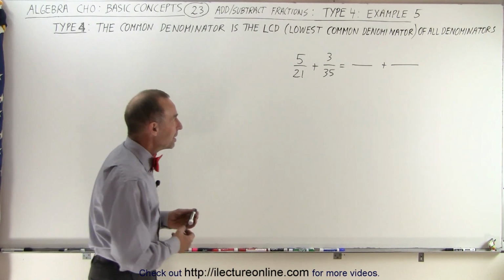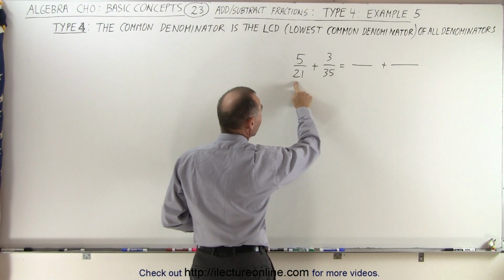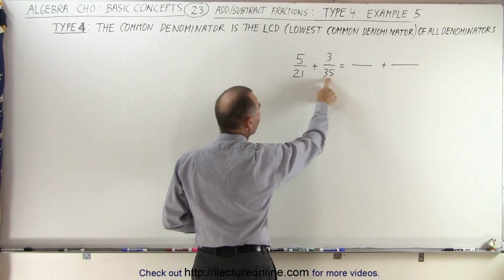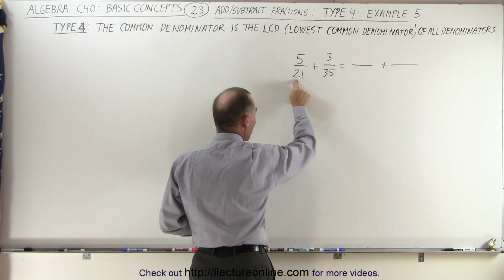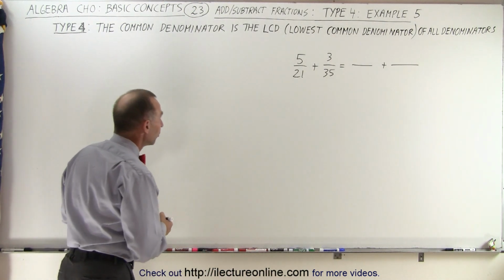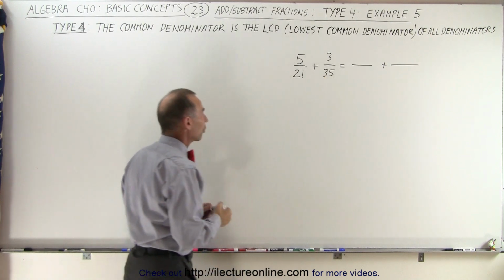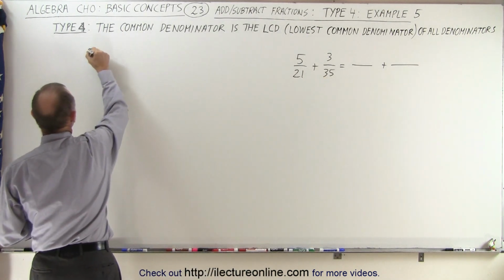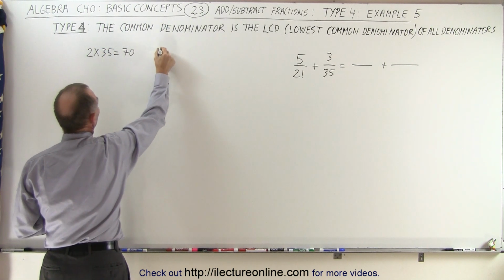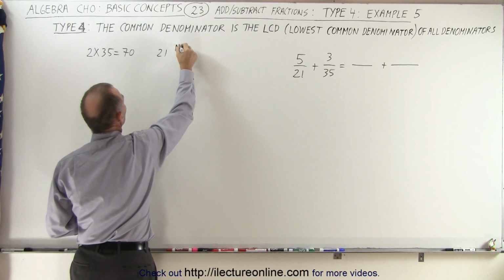Again, the first method means that we're going to take the largest of the, in this case, 2 denominators, and then find multiples of that to see if the multiple of this will be such that the smaller one fits evenly into that multiple of the bigger one. So 35 doesn't work because 21 does not fit evenly into 35. So we'll try 2 times 35, which is equal to 70. And now we ask the question, does 21 fit evenly into 70? And the answer is no.